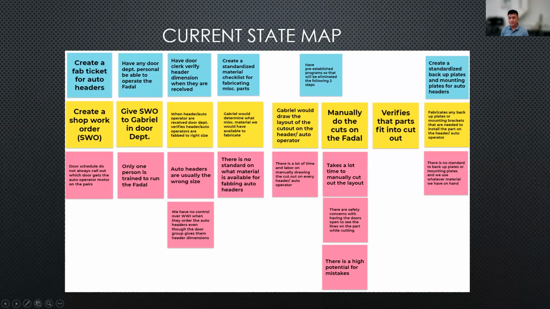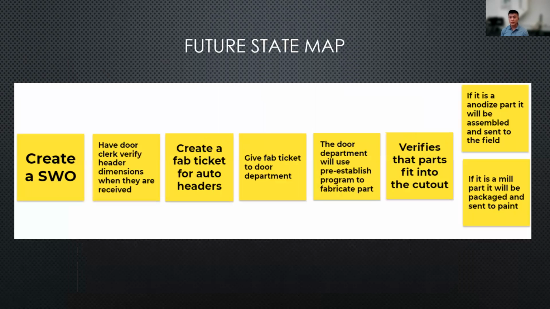Next slide, please. Yeah, so this is our future state map. We will still be creating a shop work order. Then from there, we would have a door clerk verify the door dimensions and the auto header dimensions. They would create a Fab ticket for the auto headers and give that Fab ticket to the door department, and the door department will then use the pre-established program and verify that the part fits into the cutout. After that, if it is an anodized part, then it will be assembled and sent to the field. But if it's a mill part, it will be packaged and sent to paint.